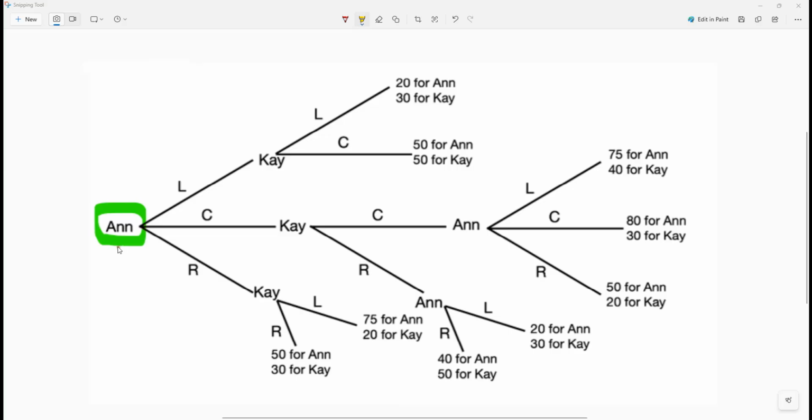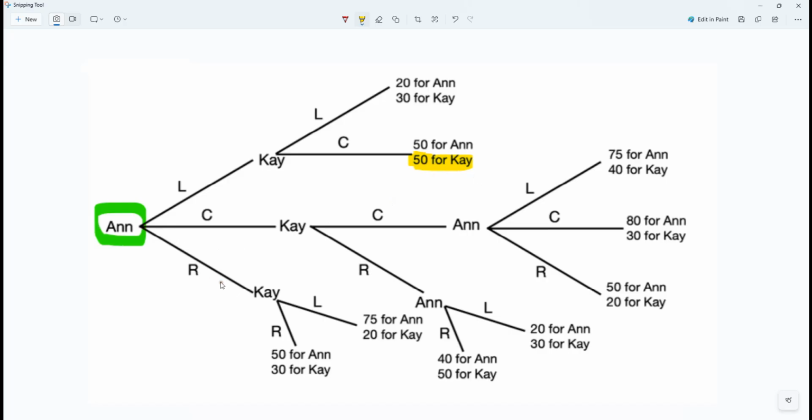So Ann is going to think about what is the best choice for her, knowing how K is going to respond. So let's first think about if Ann goes left, K can go L or K can go center, and we're going to look and see what's better for K. So K would get 30 if K went L, and K would get 50 if K went C. So we're going to go 50 and get C. We're going to circle that or highlight that.